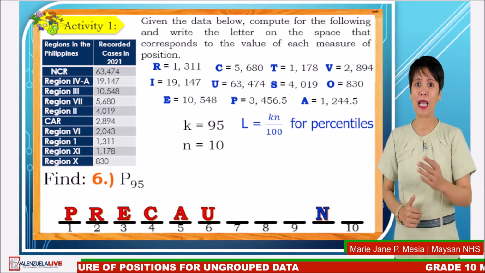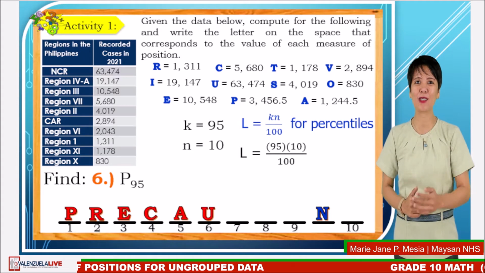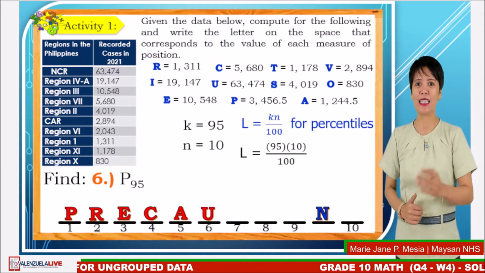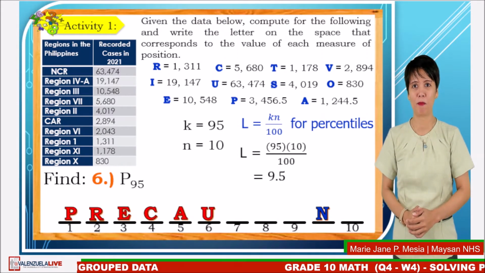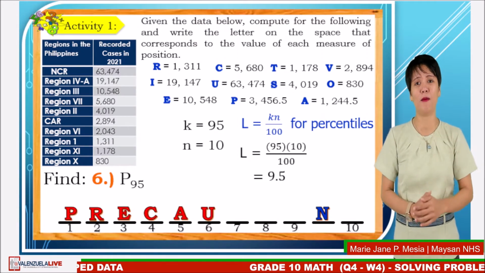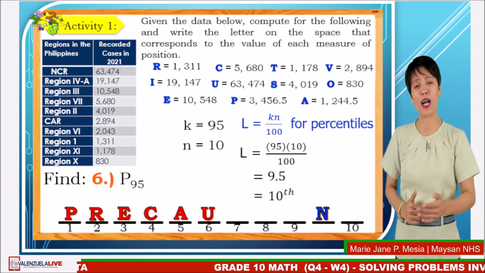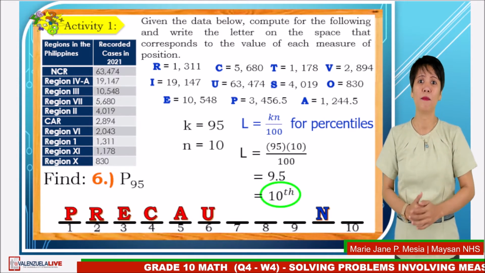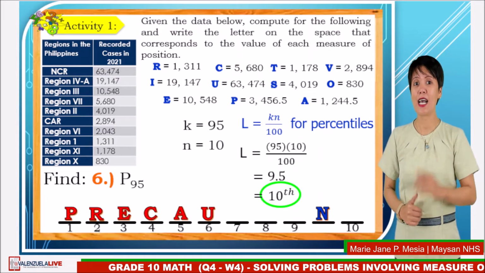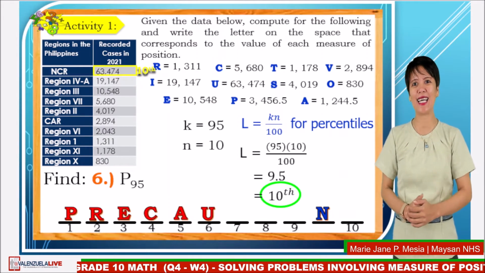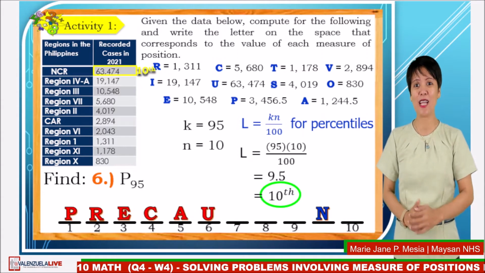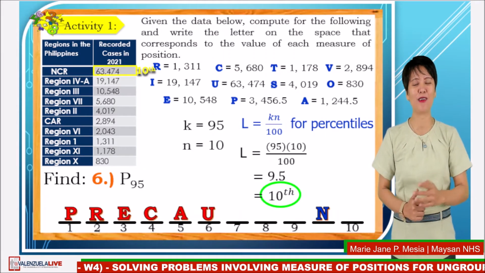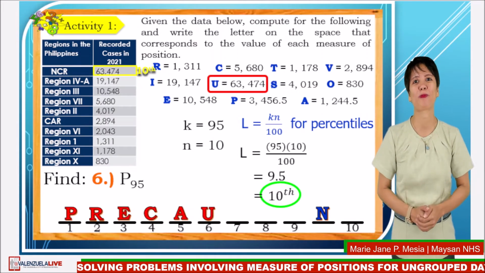to 10. By substitution, L is equal to 95 times 10 divided by 100, which is equal to 9.5. Since this is not a whole number, round up 9.5 to the next whole number, which is the 10th position. It is in the NCR, whose cases is 63,474. And the letter that corresponds to the value is letter U.